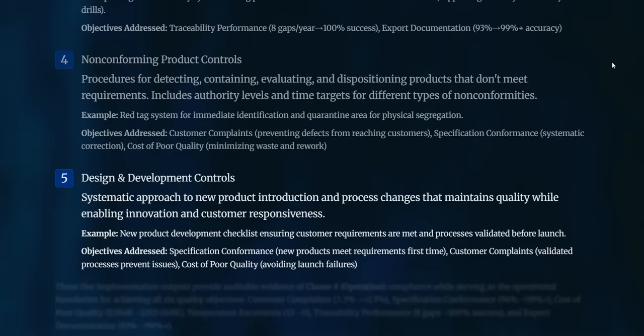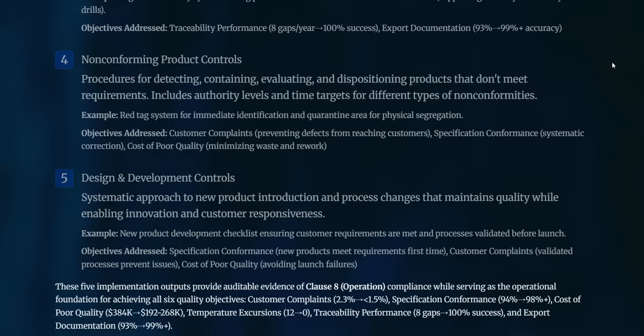Objectives addressed here through this output of design and development controls include specifications conformance by which new products meet requirements first time, customer complaints by validated processes to prevent issues, cost of poor quality by avoiding launch failure.